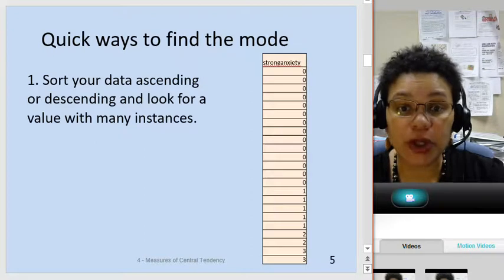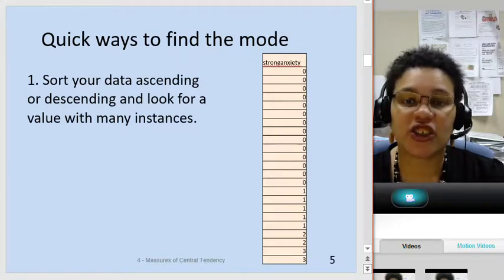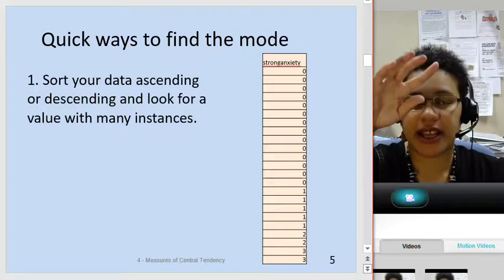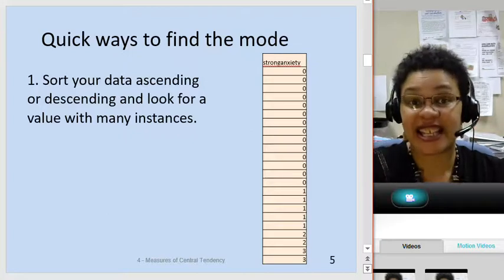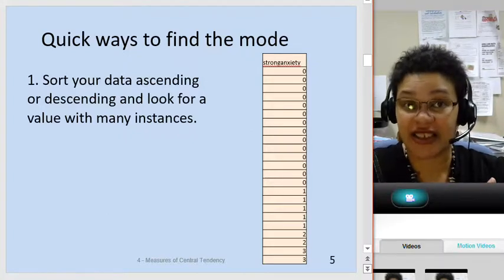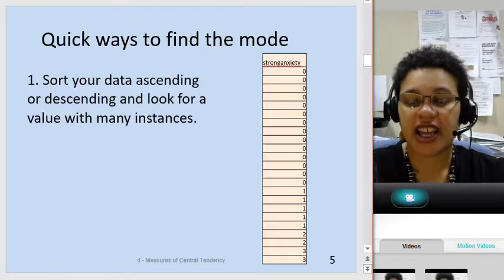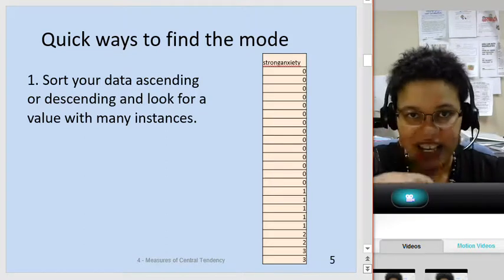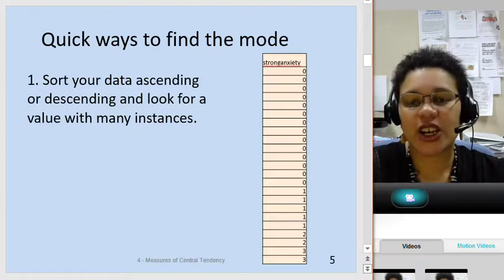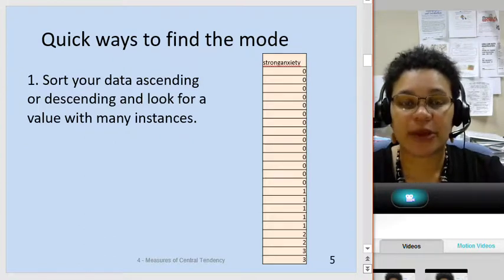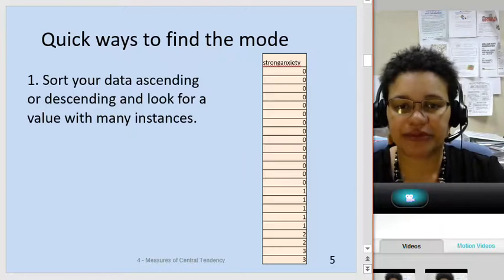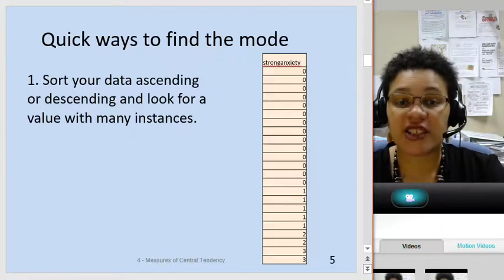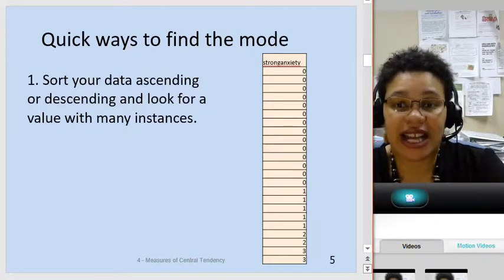A quick way to find the mode is to sort your data in Excel. You go to the data tab and then it says A to Z sort. It doesn't necessarily mean it has to be letters. It could be numbers. If you highlight the cells that you want to sort and then you click the A to Z and down arrow, it will sort from lowest number to highest number. And so you could just sort your data and look for the value that has many instances.